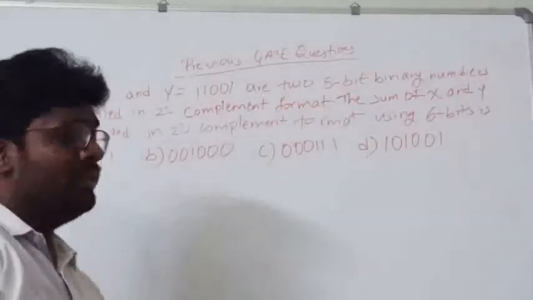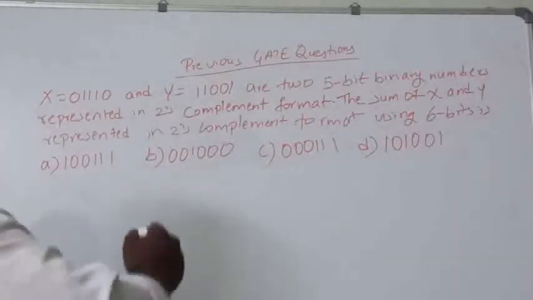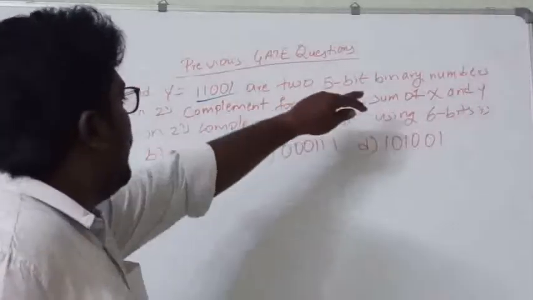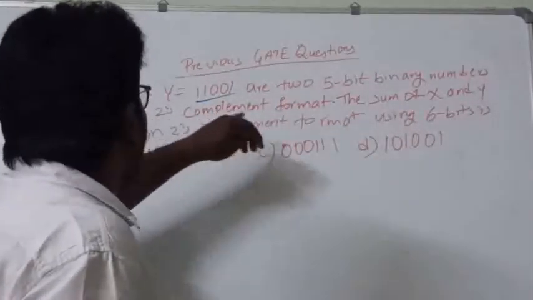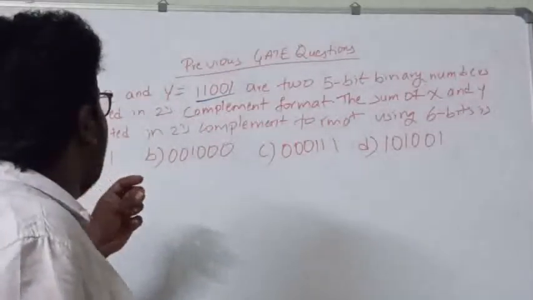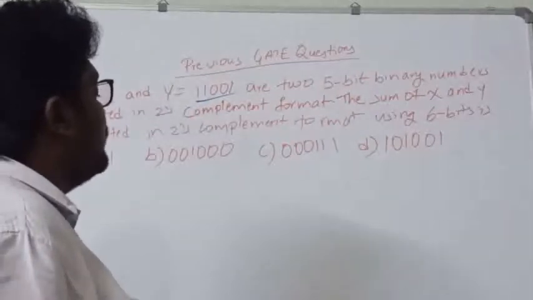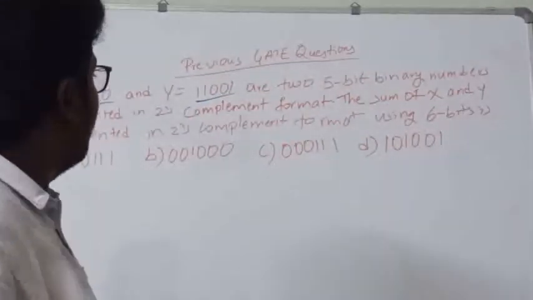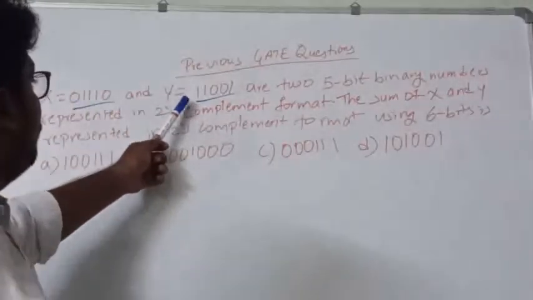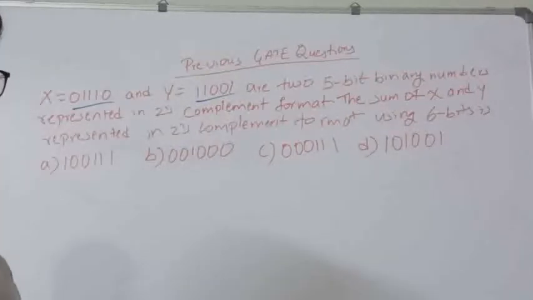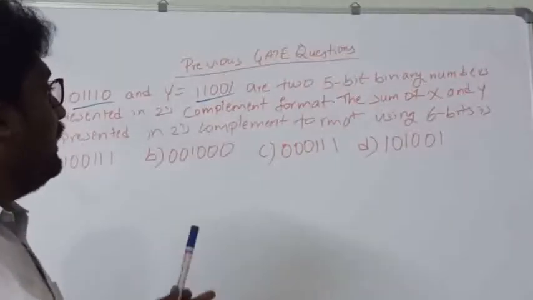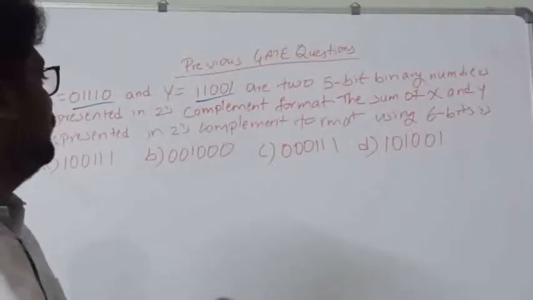So the next question is x is equal to 0 1 1 1 0, y is equal to 1 1 0 0 1, are two 5-bit binary numbers represented in 2's complement format. The sum of x and y represented in 2's complement format using 6 bits is. So if we observe here, they are given two 5-bit binary numbers, which are represented in 2's complement format. So now we need to find out the addition of x and y in 6 bits, right?